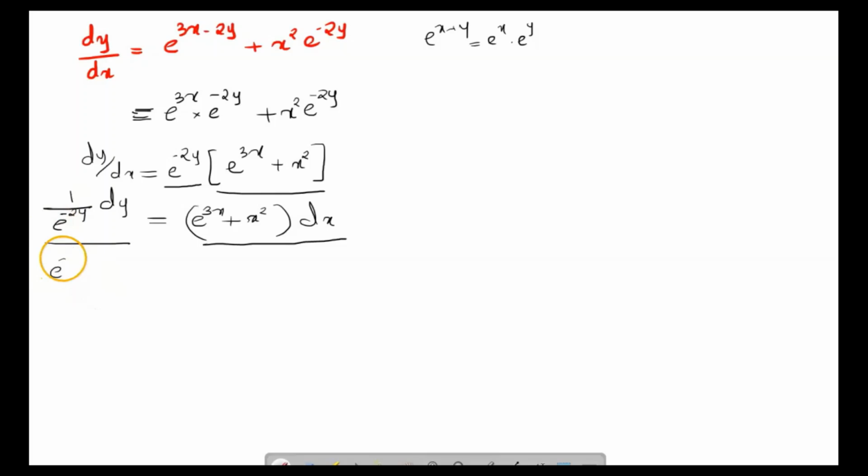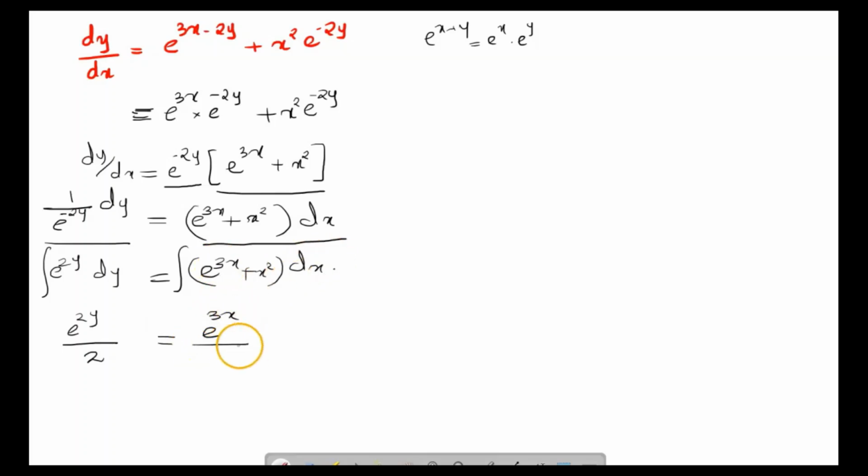So this is e raised to 2y, since 1 by e raised to minus 2y means e raised to 2y, dy, which is e raised to 3x plus x square dx. Now we can integrate both sides. The integral of e raised to 2y dy is e raised to 2y divided by 2, where 2 comes from the constant, equal to the integral of e raised to 3x with respect to x, which is e raised to 3x by 3, plus x square integrates to x cube by 3, plus the integration constant c.